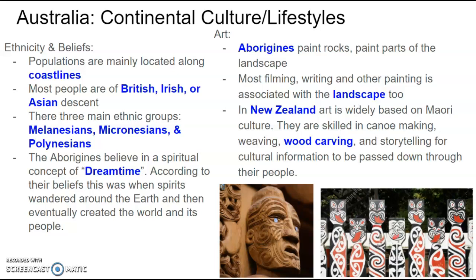Aborigines have their own type of art where they paint rocks and parts of the landscape, and this landscape becomes famous in stereotypical views of movies and other ways of writing. In New Zealand, there is art that's widely based on the Maori culture. This is another group of individual people. They do things like canoe making, weaving, wood carving, and storytelling for cultural information to be passed down throughout their people. This means that they tell stories through anything they make, so that way it's understood by future generations and it can be preserved in that way as well.